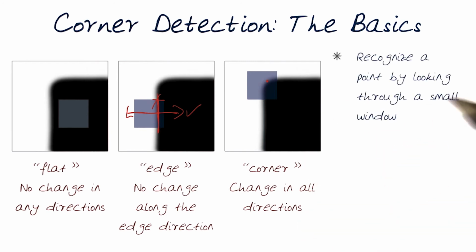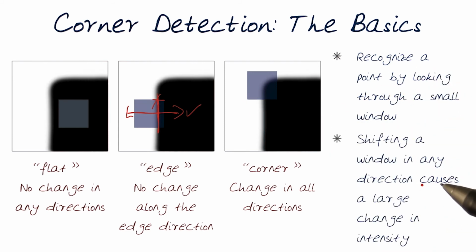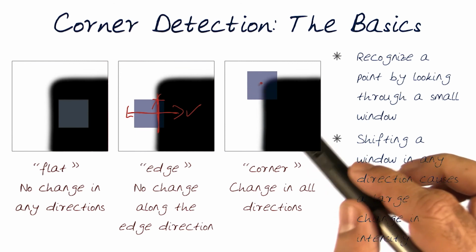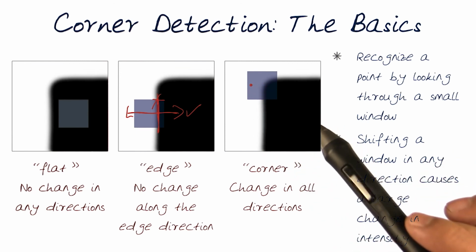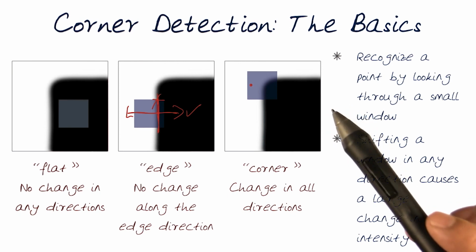So in essence, we recognize a point by looking through a small window, which is what we're doing here, and shifting the window in any direction causes a large change in intensity as I move it around. And it's that large change in intensity that I really want to be able to look at.